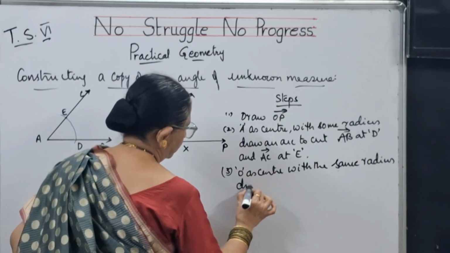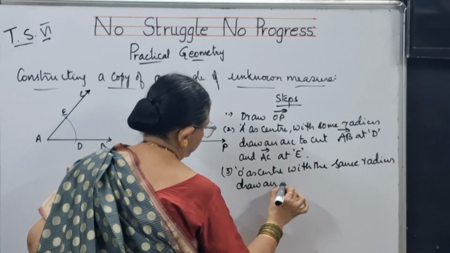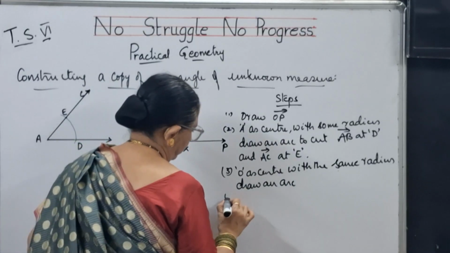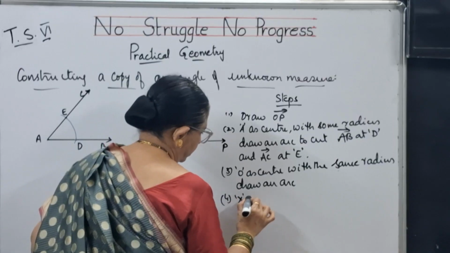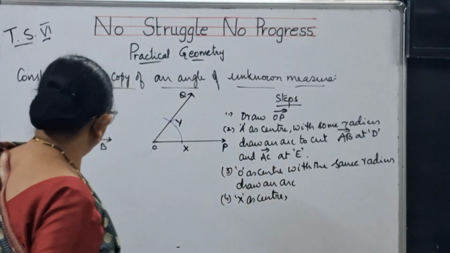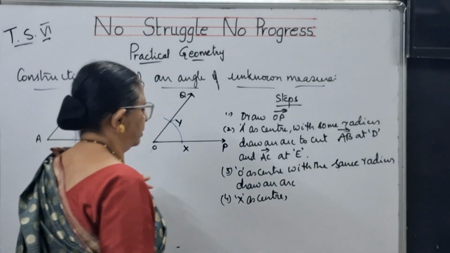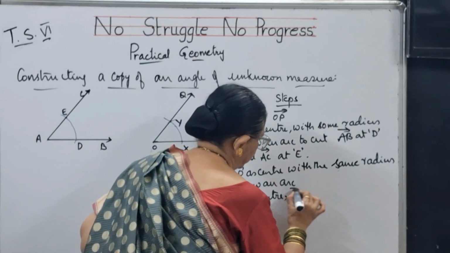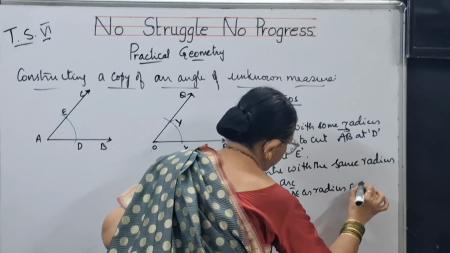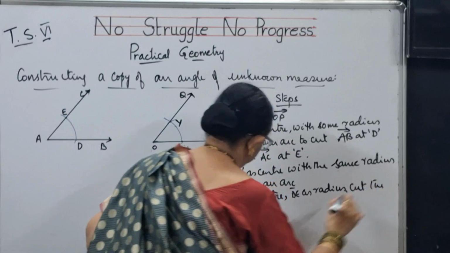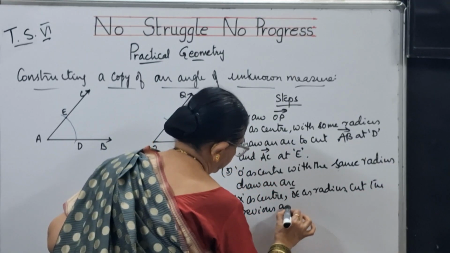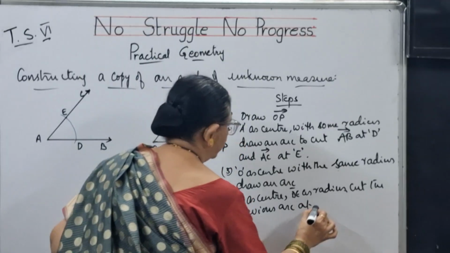Draw an arc with O as center and the same radius. Then, with X as a center and DE as the radius, cut the previous arc at Y.